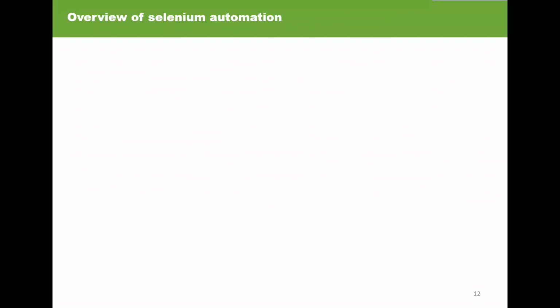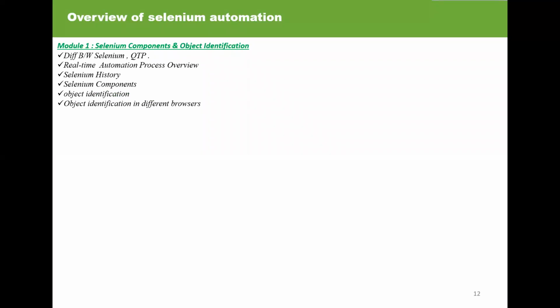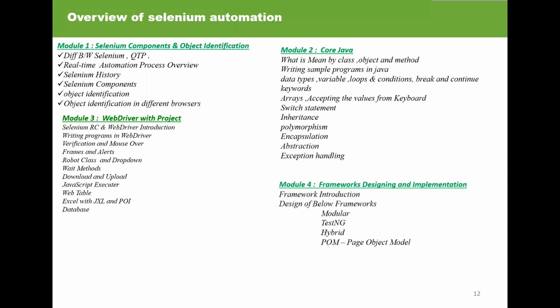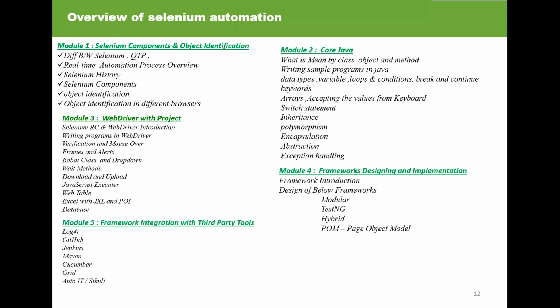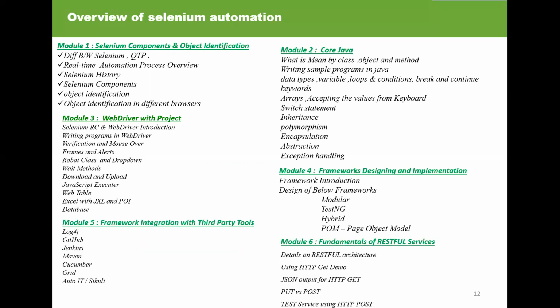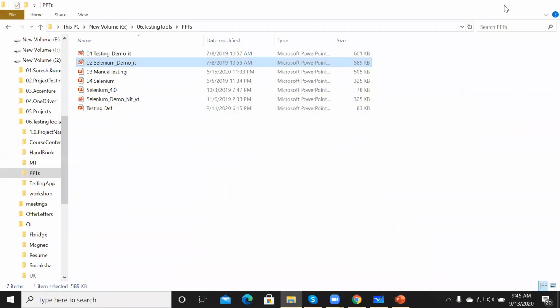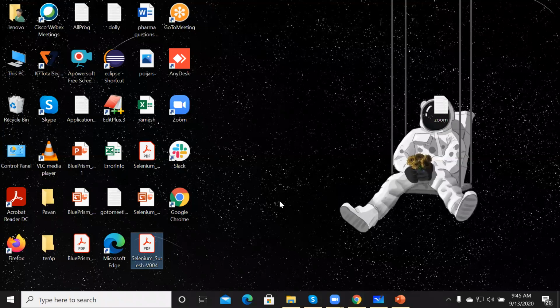If I take the whole overview of our training program: module 1 covers Selenium components and object identification, module 2 core Java, module 3 WebDriver with the project, module 4 frameworks design, module 5 frameworks integration, module 6 REST API here. So as part of the automation training program, you're going to learn all these concepts in great detail with the project. By the end of the training program, you will be comfortable with manual testing and also comfortable with automation testing.